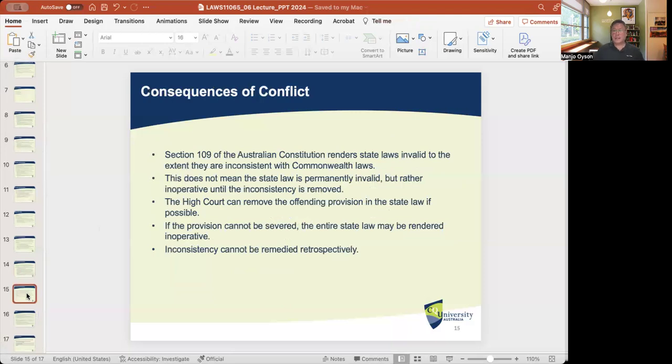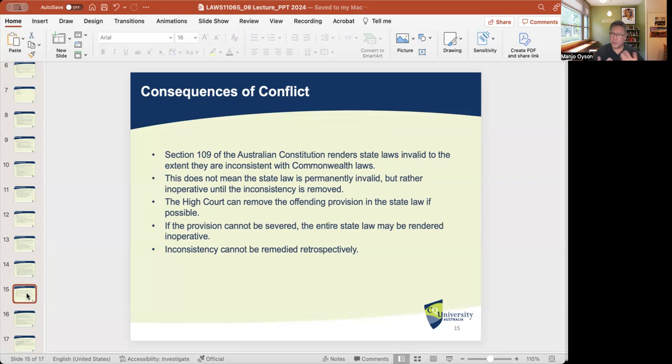So we've talked about inconsistency. What then happens when we talk about consequences of conflict? As a review, if there is an inconsistency between Commonwealth law and state law, then we know that under Section 109 of the Australian Constitution, state laws are invalid to the extent that they are inconsistent with Commonwealth laws. So the state law is not invalid as a whole. It's only to the extent that they are inconsistent with Commonwealth laws.